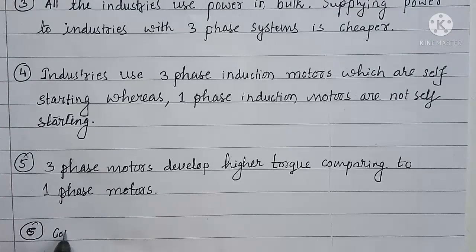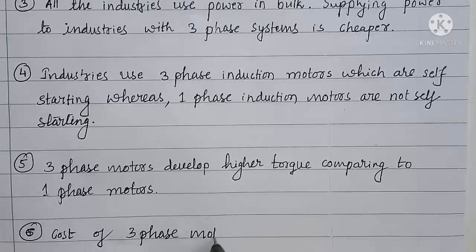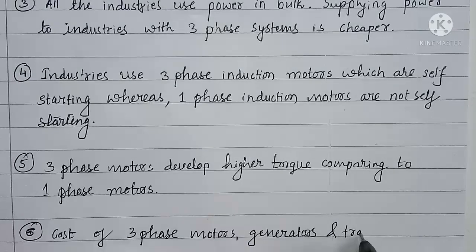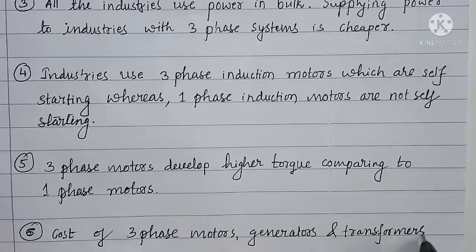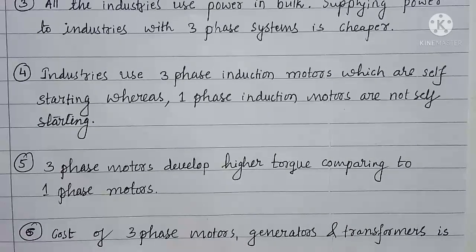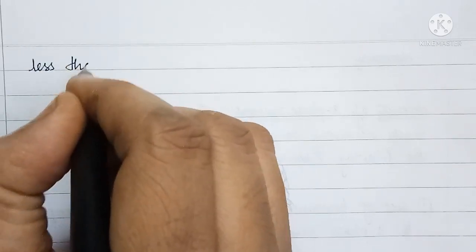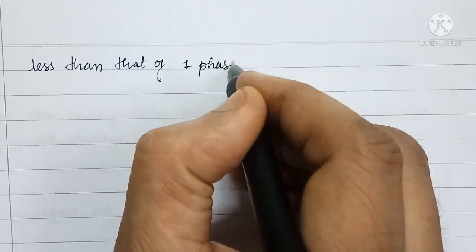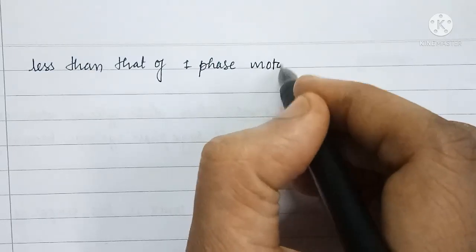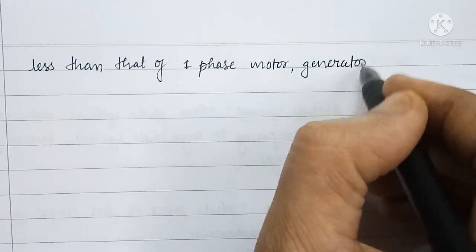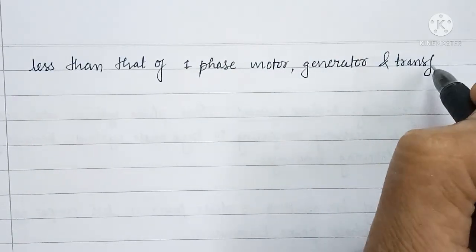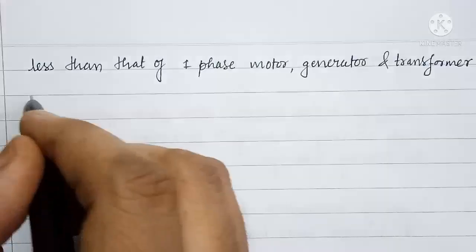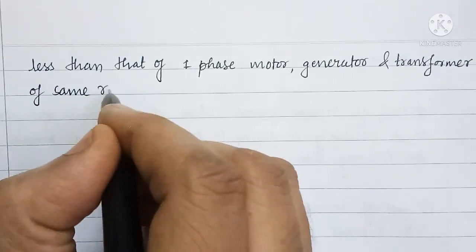Sixth advantage, cost of three-phase motors, generators and transformers is less than that of single phase motor, generator and transformer of same ratings.